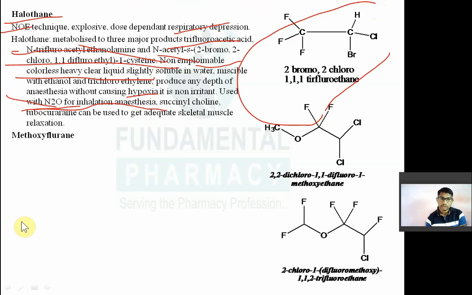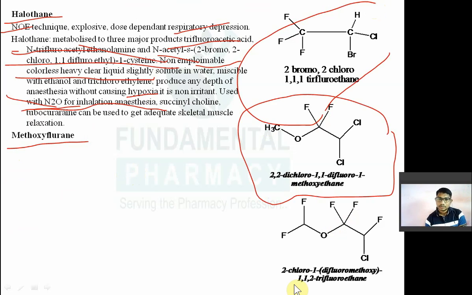Then next one is methoxyflurane. So it is the structure of your methoxyflurane. 2,2-dichloro-1,1-difluoro-1-methoxyethane. You can see 2,2-dichloro. ये हो गया आपका कार्बन नंबर 2. ये कार्बन नंबर 1, this is carbon number 1, this is carbon number 2. 2,2-dichloro-1,1-difluoro-1-methoxyethane. ठीक है, ये methoxyethane.